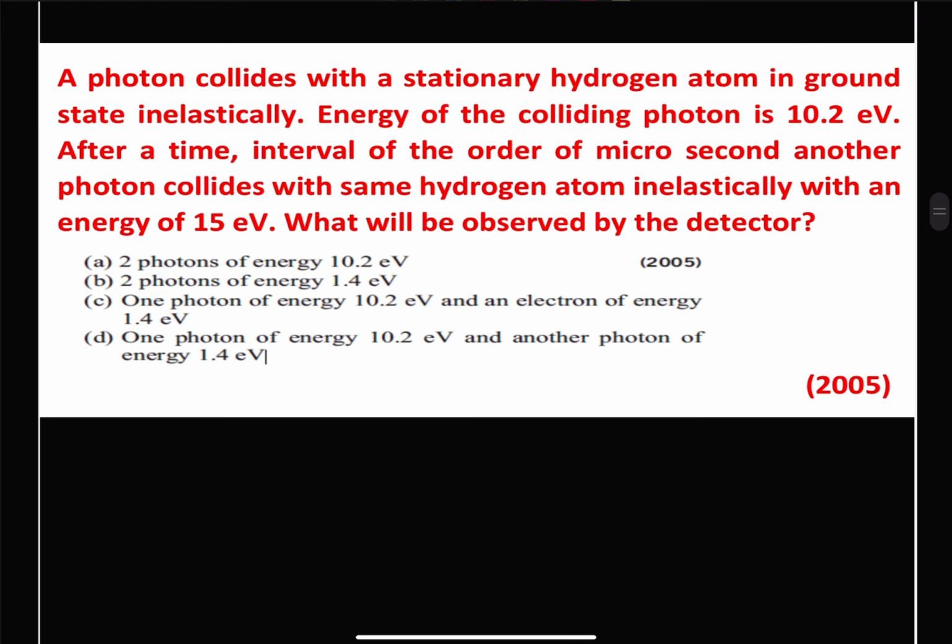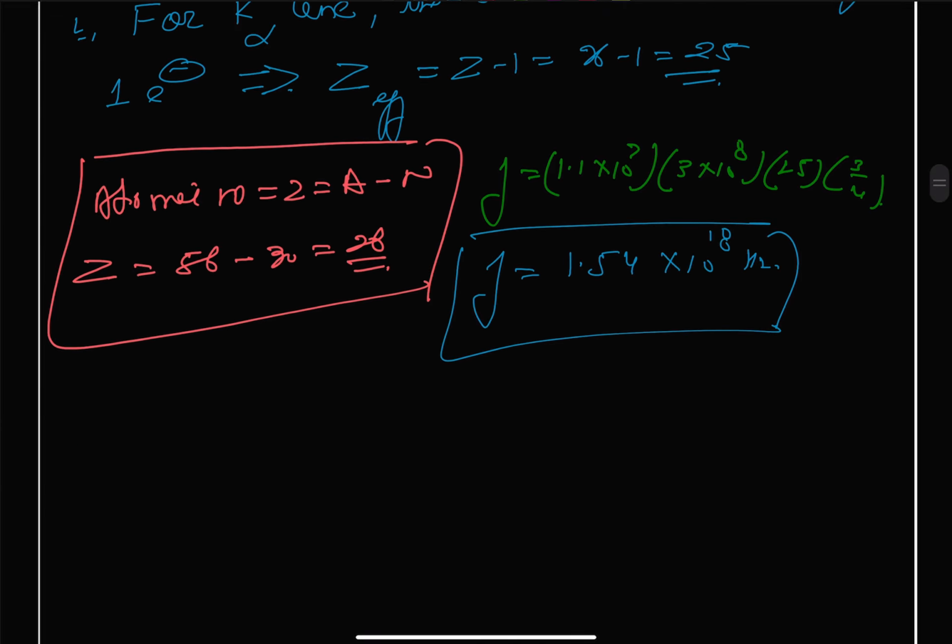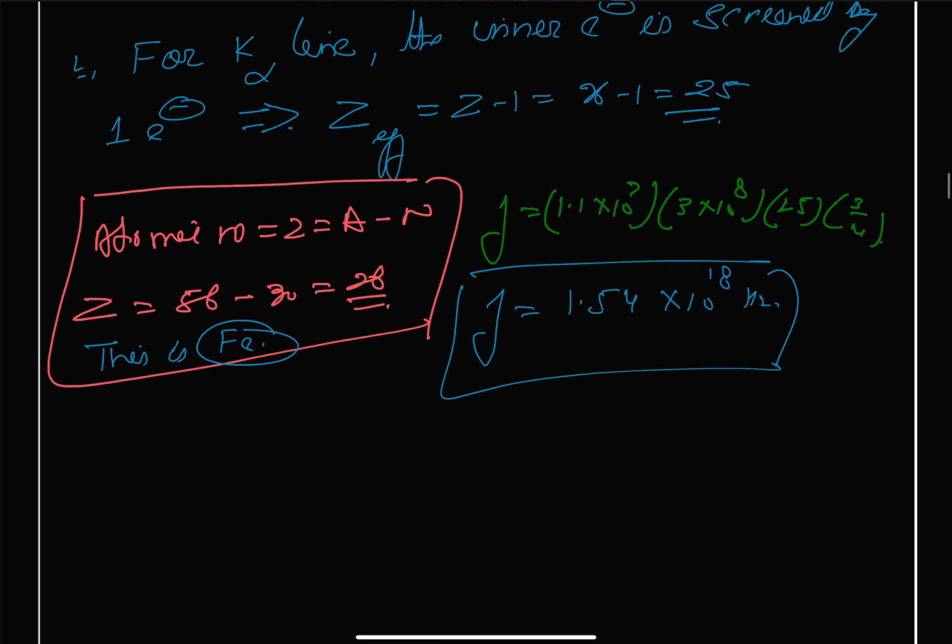One second, I think I forgot to mention one thing here, that because of this atomic number, we can also say that this is our iron, that is Fe. That's why we say this is the Z effective required.